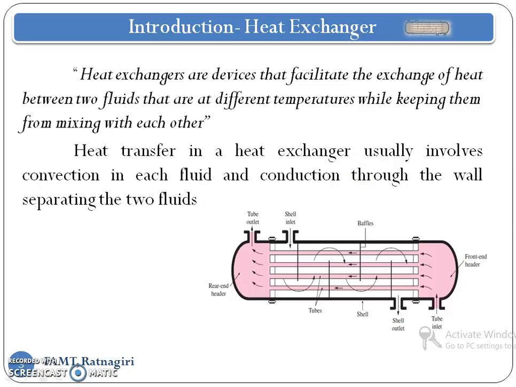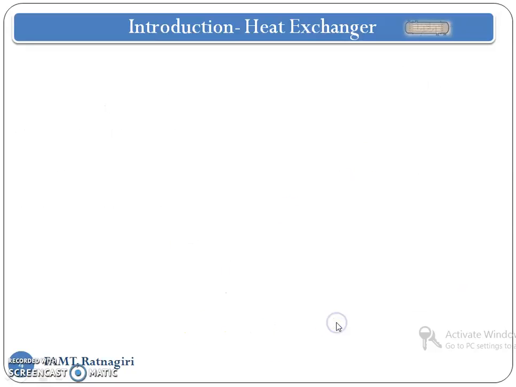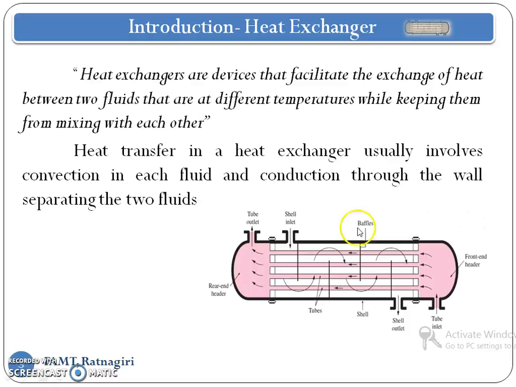Here symbolically we have shown the shell and tube heat exchanger. Here we have the tube inlet, here we have tube outlet, here we have shell inlet, shell outlet. This is the shell, here are the tubes, here are the baffles. Baffles are used to increase the heat transfer area, creating turbulence. Likewise, here we have the tube side flow from right to left, and shell side flow from left to right. Likewise we can say it's a counter current operation.